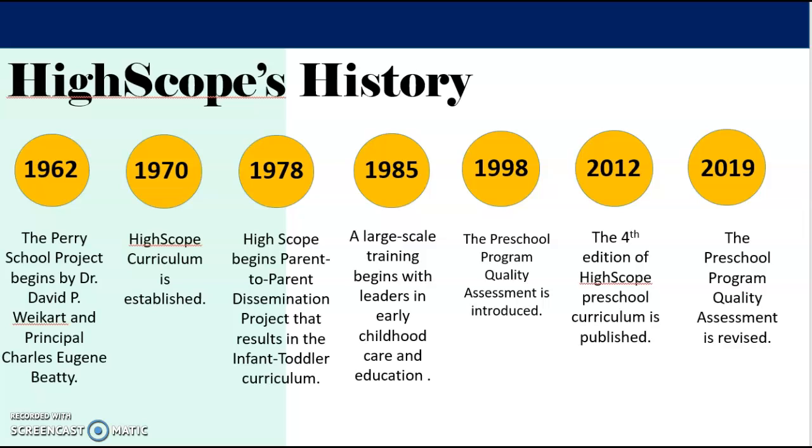The next milestone came with the parent-to-parent dissemination project that resulted in the infant and toddler curriculum. In 1985 came the first large-scale training of educators and leaders in early childhood. In 1998, an important element of the HighScope curriculum was introduced, the quality assessment tool. In 2012, the fourth edition of the curriculum came out, and finally in 2019, the preschool quality assessment was revised.